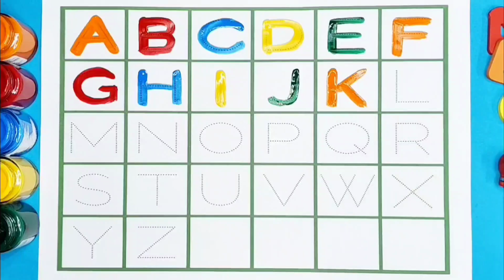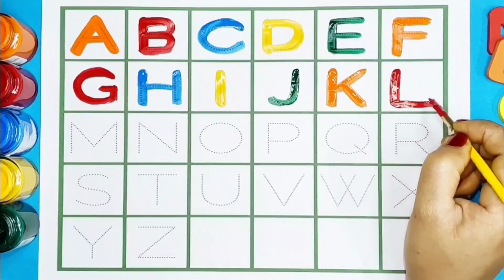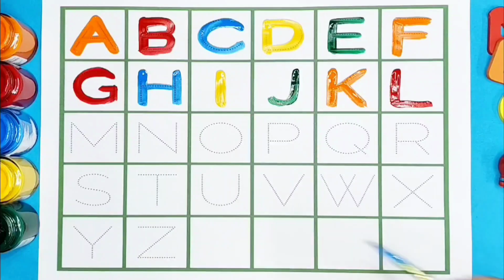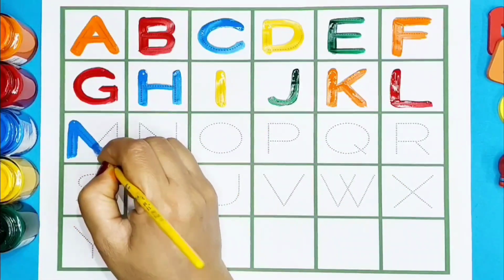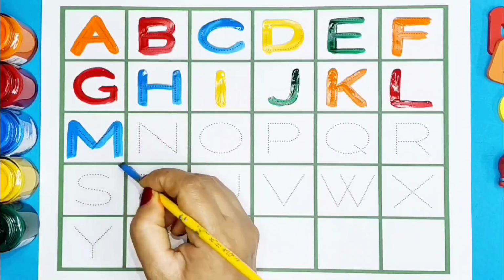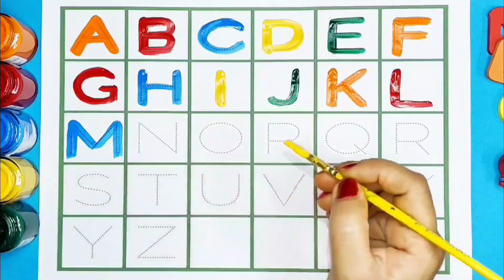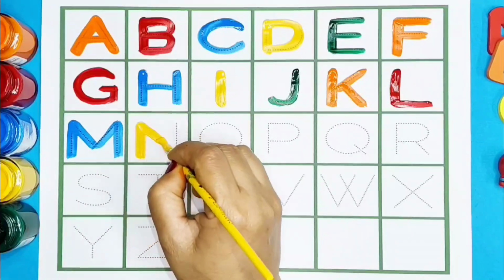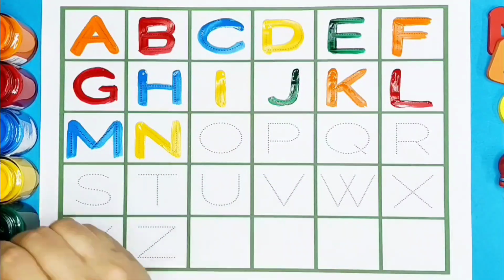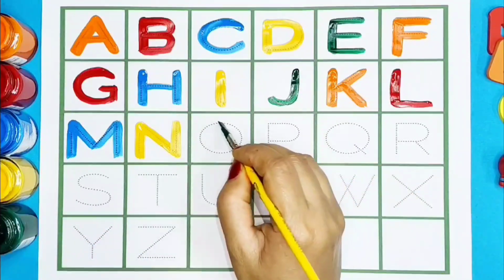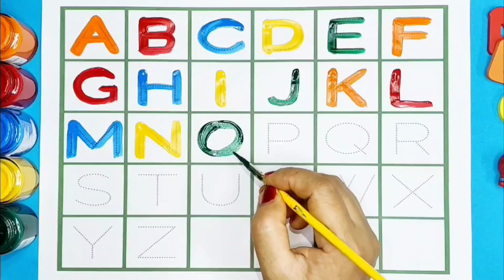K for kite. Red color. L for lion. Sky blue color. M for mango. Yellow color. N for nest. Dark green color. O for onion.